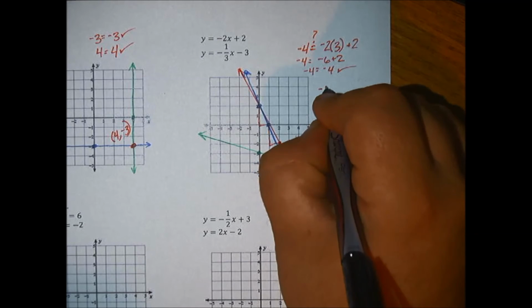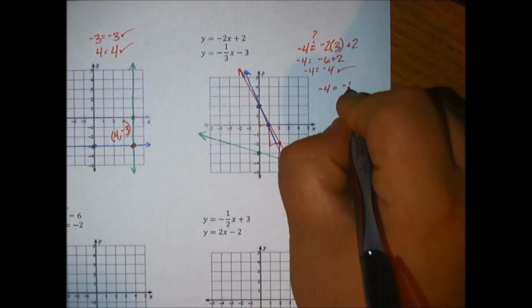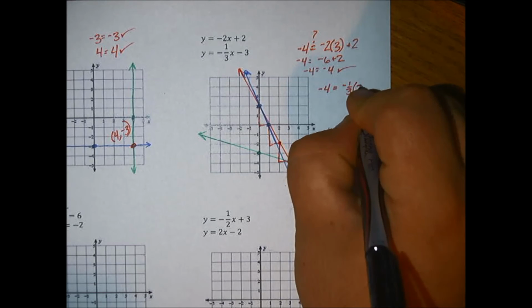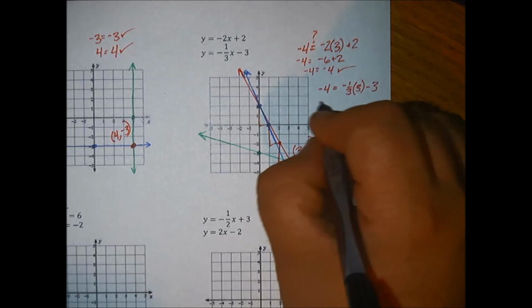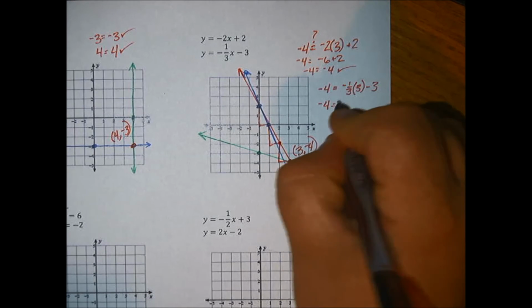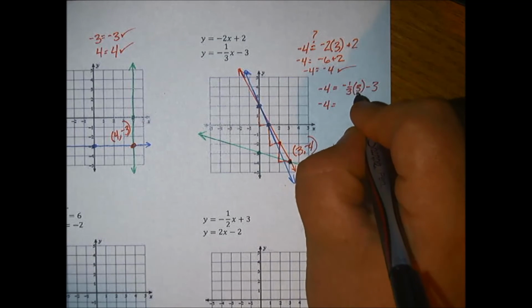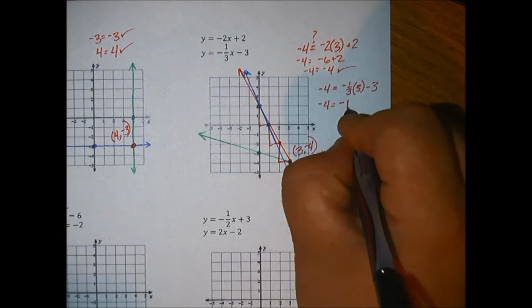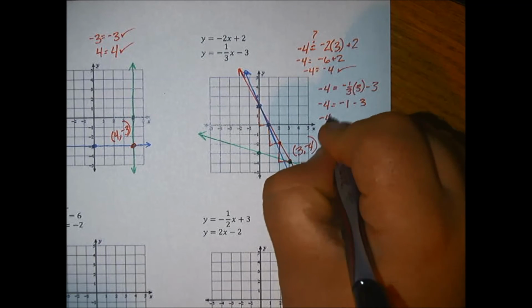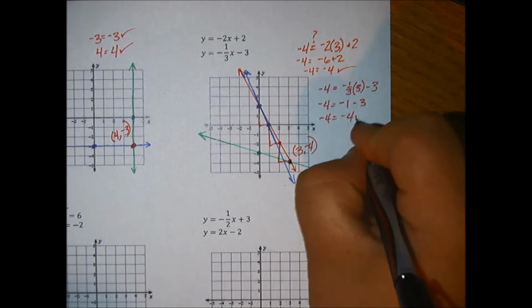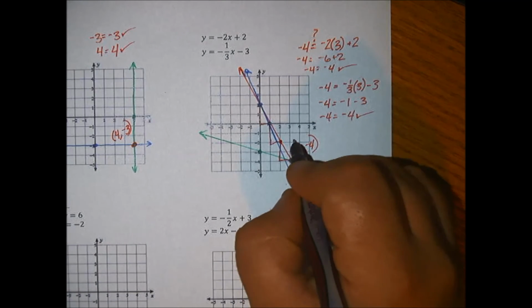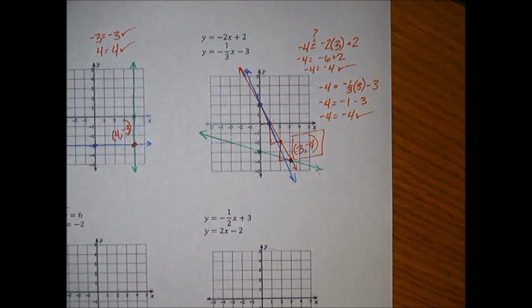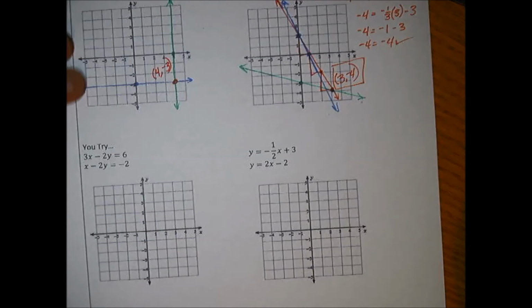Let's test the other one. -4 equals -1/3 times 3 minus 3. A lot of threes going on there. So -1/3 times 3 would be -1, minus 3, and that does equal -4. So that's good to go as well. All right, so my answer, again, (3, -4). And it works. That's pretty cool.